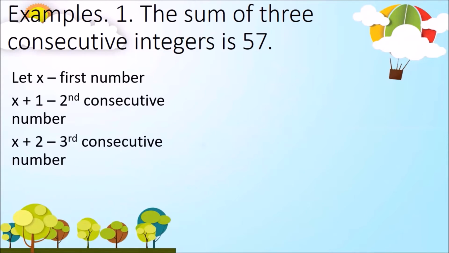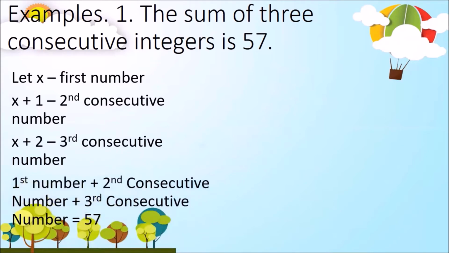So, equation. So, ito ang ating equation. First number plus the second consecutive number plus the third consecutive number is equal to 57. Substitute. So, we have x plus x plus 1 plus x plus 2 equals to 57. So, yan yung translation ng number 1 given. Hanggang dyan lang tayo. Pero kung ating idediretso to solve yung tatlong consecutive integers, ito yung sample.